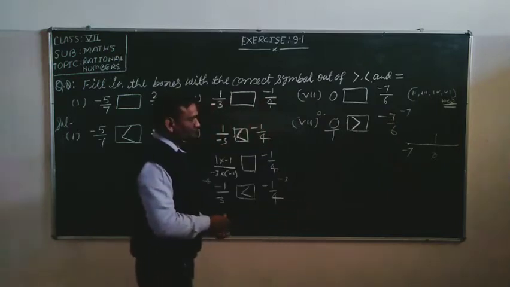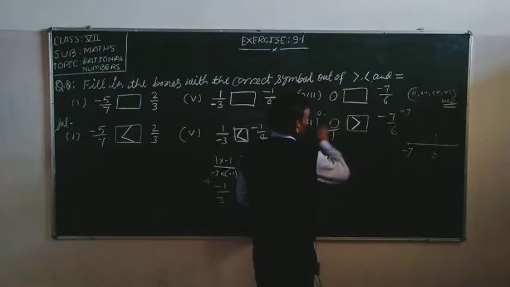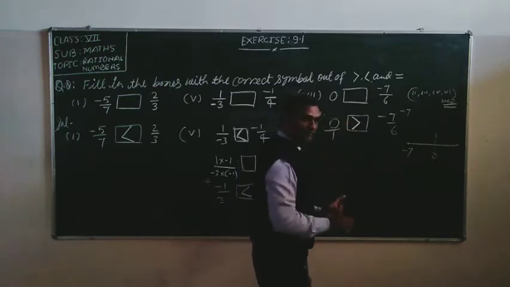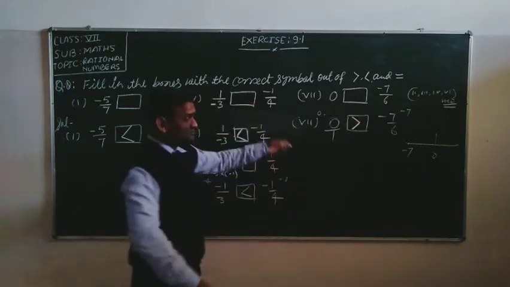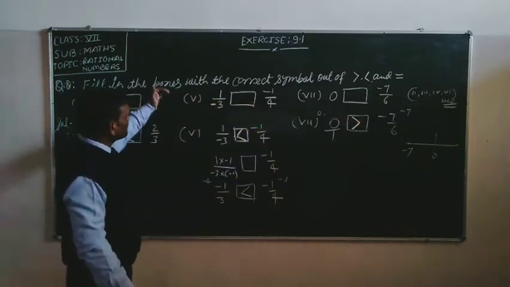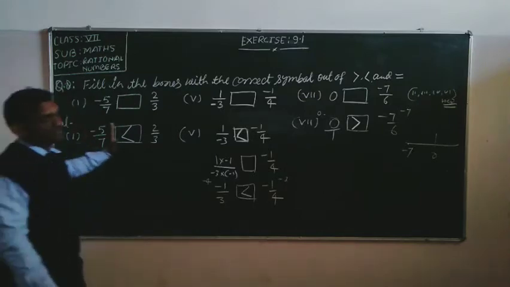You know also, 0 is neither negative nor positive. You know very well. So you will multiply like this. You will use this trick. So student, I hope you have understood this question very well. Question number 8, so come to the next question.